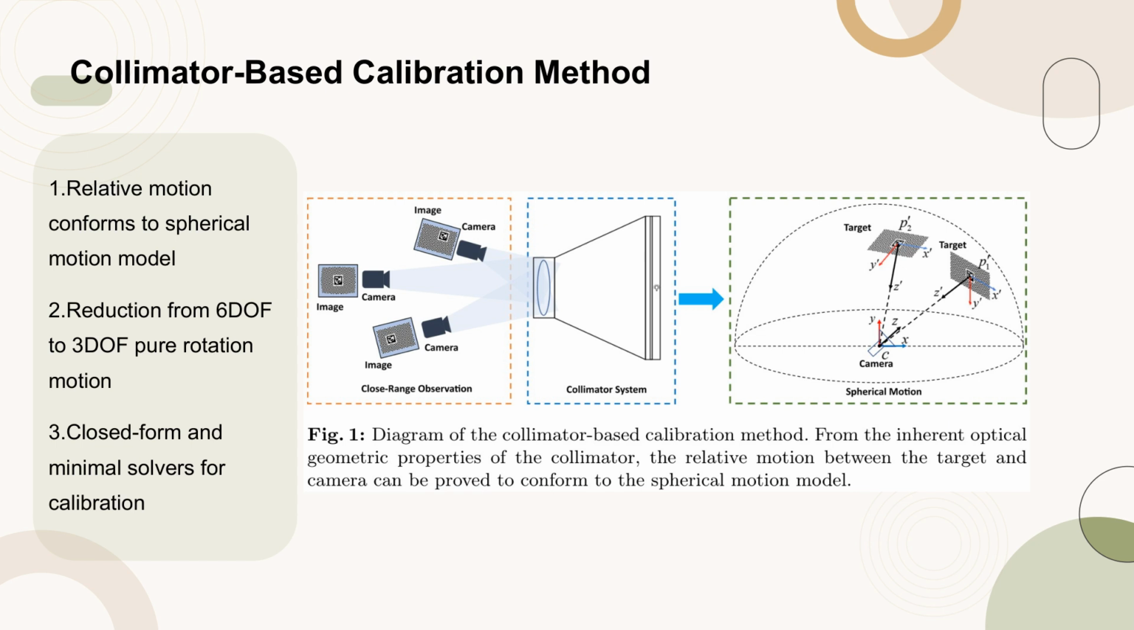Figure 1 illustrates the collimator-based calibration method. The inherent optical geometric properties of the collimator system allow the relative motion between the calibration target and the camera to be proven as conforming to the spherical motion model. This constraint effectively reduces the original 6 degrees of freedom (DOF) of general motion to 3 DOF of pure rotation motion. The figure also highlights the development of a closed-form solver for multiple views and a minimal solver for 2 views, which are essential components of the proposed camera calibration method.